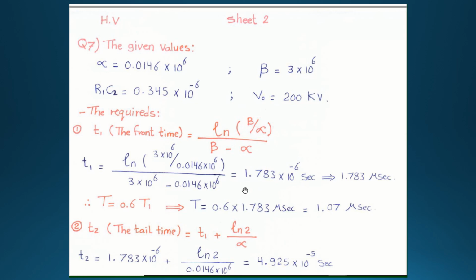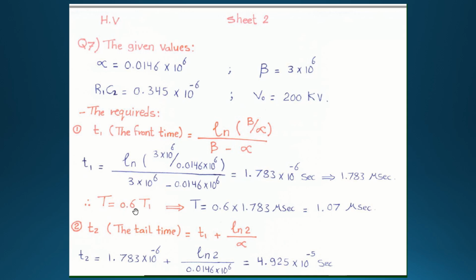If you do the calculation with your calculator and put the values here, you will get 1.783 into 10 to the power minus 6 second. And if you change it to millisecond, it will be 1.783 millisecond. Okay. So since we got T1, here the total of T, he didn't ask us to find the total of T, but I want to show you how to find the total of T.